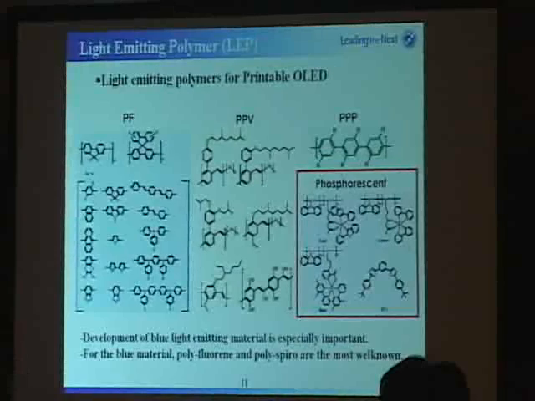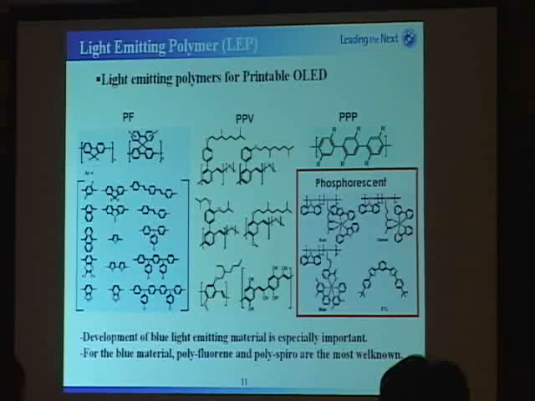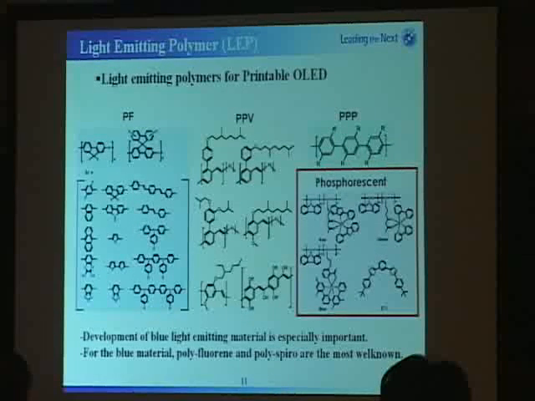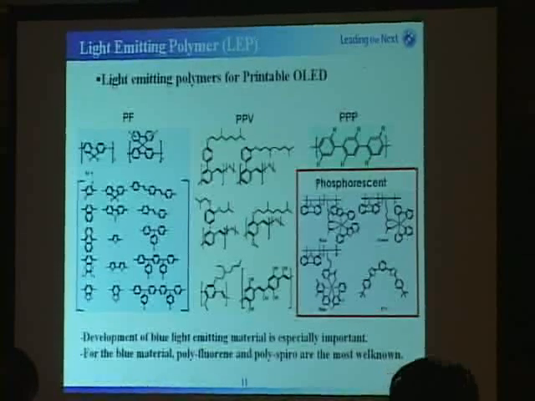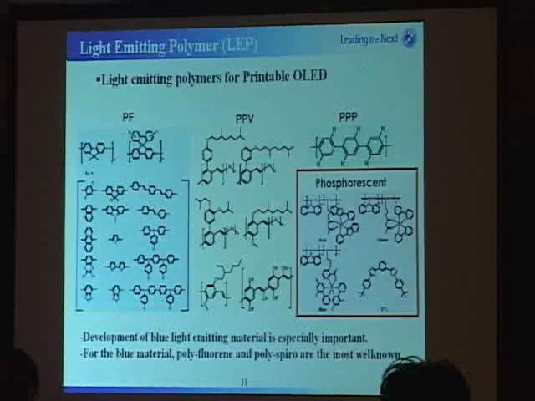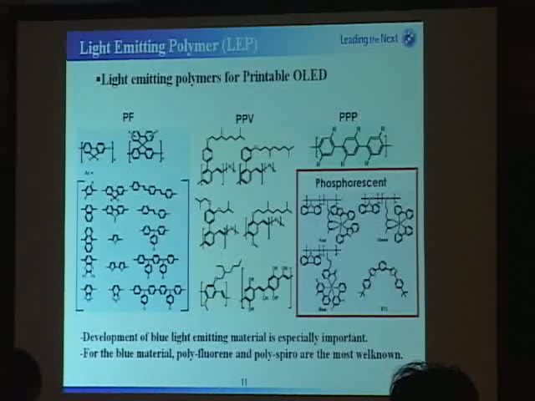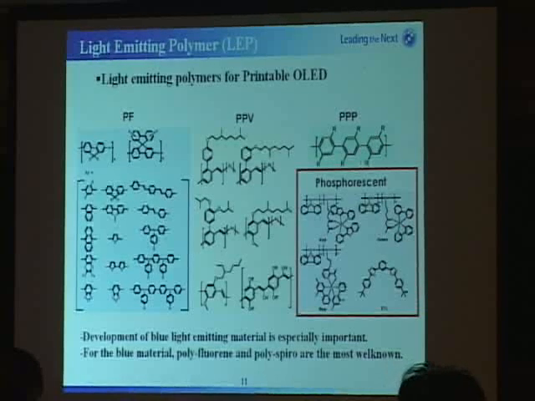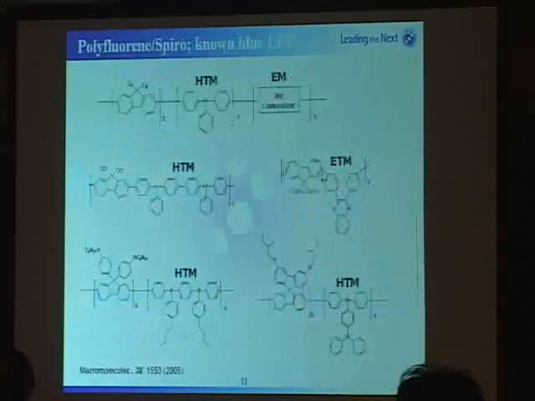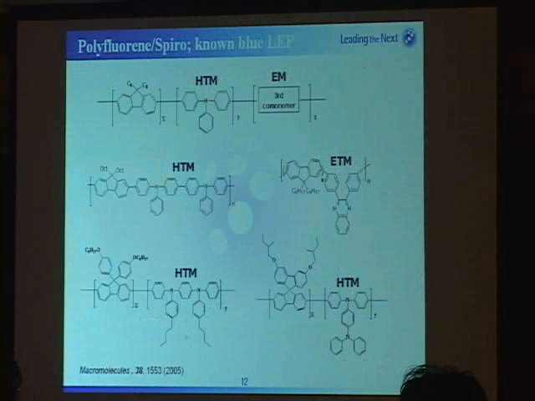Next. This picture shows the light emitting polymers: polyfluorene, polyparaphenylene, polyparaphenylene vinylene, and recently phosphorescent polymers are also under development. Among these materials, development of blue light emitting materials is especially important. And for the blue materials, polyfluorene and polyspiro are the most well-known polymers. Next. This picture shows the known blue light emitting polymers, including fluorene and spiro as the basic monomers.